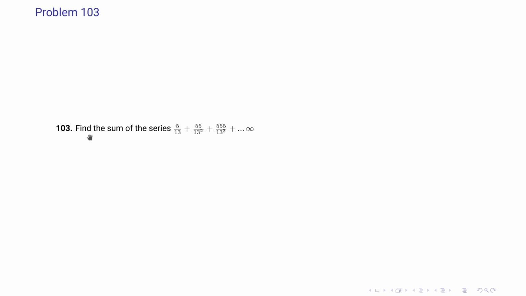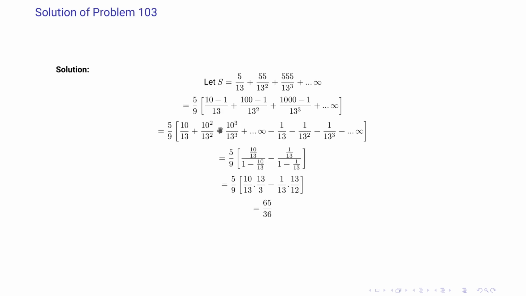Problem 103 says, find the sum of the series 5/13 + 55/13² + 555/13³ and so on up to infinity. So we write the series and let the sum be S. Now we take out 5 common from the numerator. Here we have taken out 5, so what will remain is 1, 11, 111.